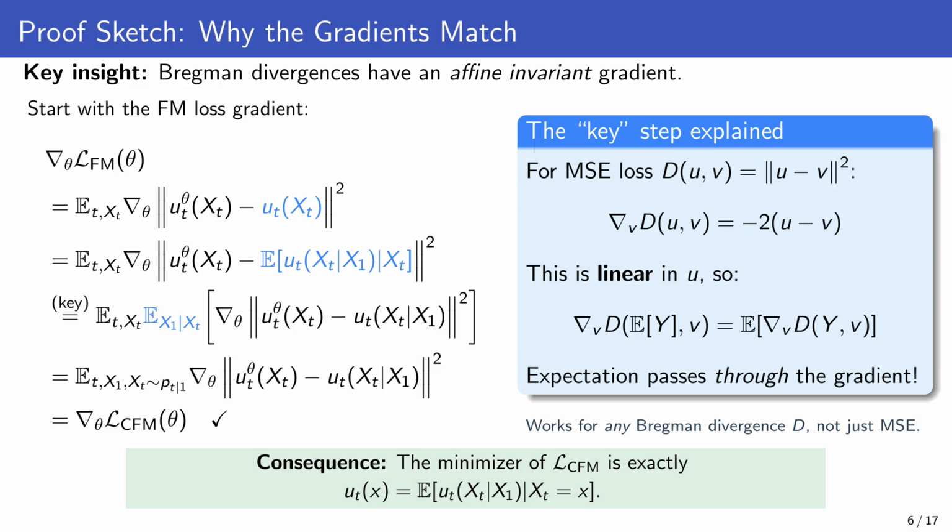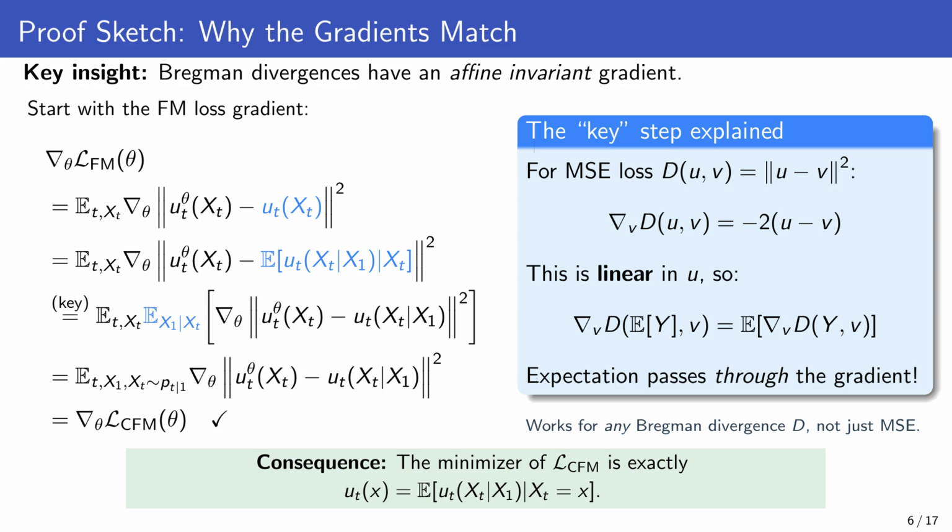The expectation commutes with the gradient. This means we can replace the intractable conditional expectation inside the loss with the individual conditional velocities, and the gradient does not change. After pulling the expectation inside, we can use Bayes' rule to rewrite the outer expectation over xt with the inner conditional over x1 given xt as a joint expectation over x1 from q and xt from the conditional path. This gives us exactly the gradient of the conditional flow matching loss.